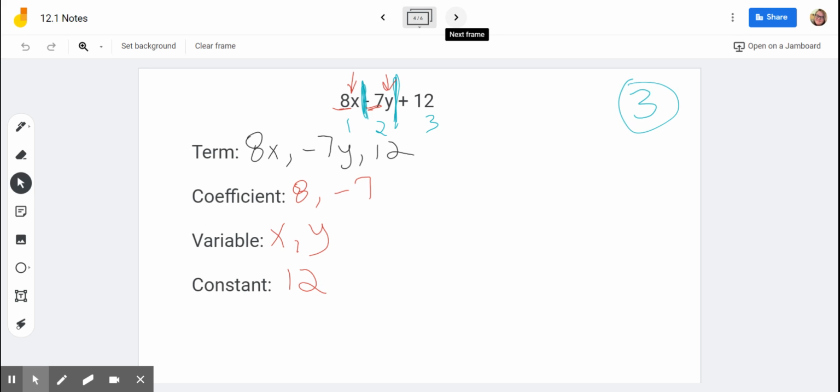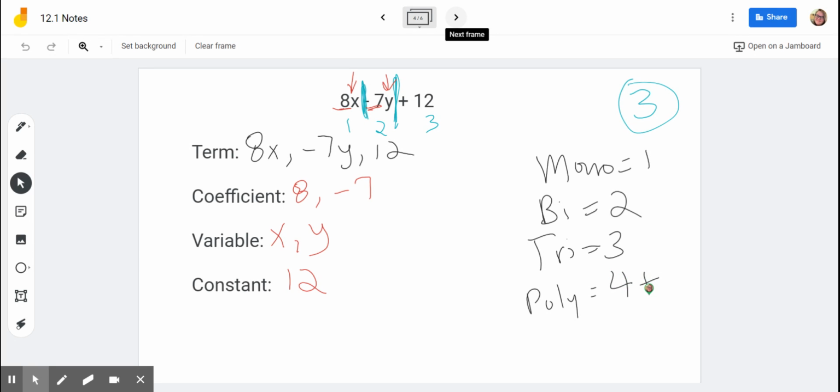Okay? And again, let's go back to our vocabulary. Mono means 1. Bi means 2. Tri means 3. And poly means 4 or more. So with knowing that information, if I have 3 terms, remember we put up here 3, then I'm going to have a trinomial. Trinomial.